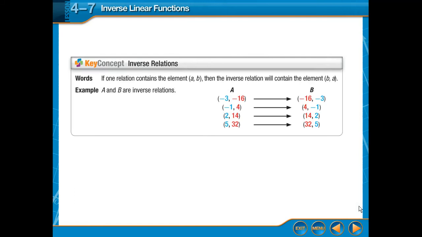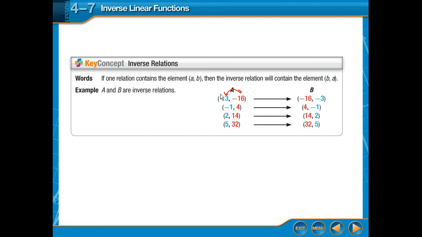If one relation contains the elements a, comma, b, then the inverse relation will contain the element b, comma, a. So, if this set A has each of these points in it, then the inverse of A is going to have these points in it. So basically, all you're doing to find the inverse of a relation is switching the x and the y. Switch the independent and dependent variables.